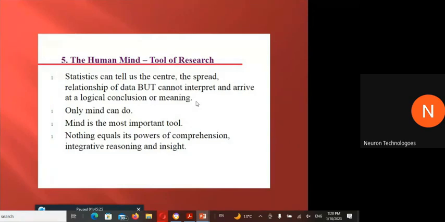Statistics can tell us the center, spread, and relationship of data, but cannot interpret and derive the logic. Only the mind can do that. The mind is a logical thing and the most important tool as well. Nothing equals its power of comprehension, integrative reasoning, and insight. Still, science is unable to explore the full capacity of the brain. Experts, computer scientists, and researchers believe that 15,000 billion cycles per second is the speed of the human brain, and after 2025 they are able to develop a microprocessor with the same human-brain-like speed.